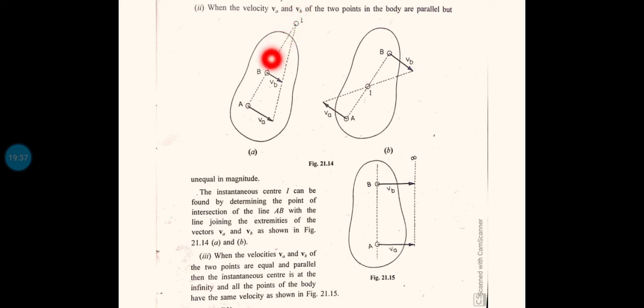I am drawing a dotted line joining A and B, and from the other end of the velocity vector, through the end point of the velocity vector, I will be drawing a dotted line. See, both lines will be meeting at a point. Then this point is the instantaneous center I.